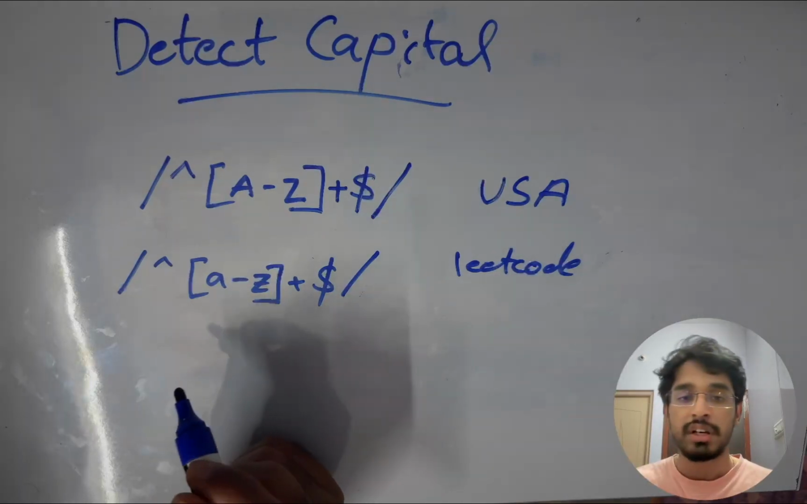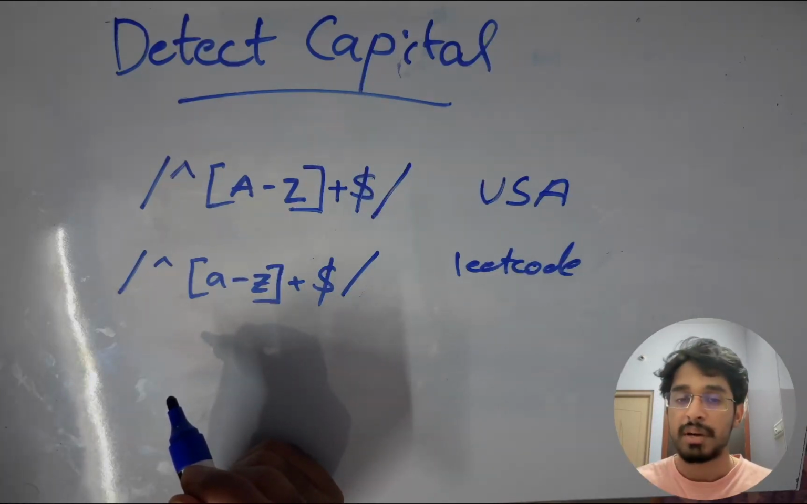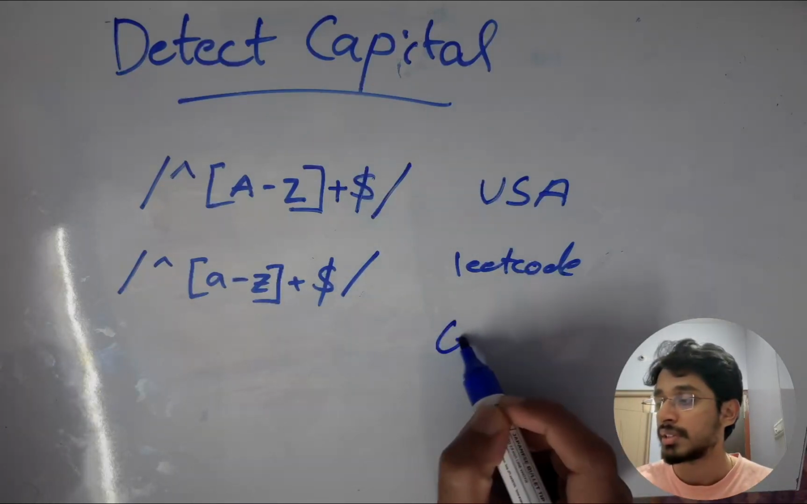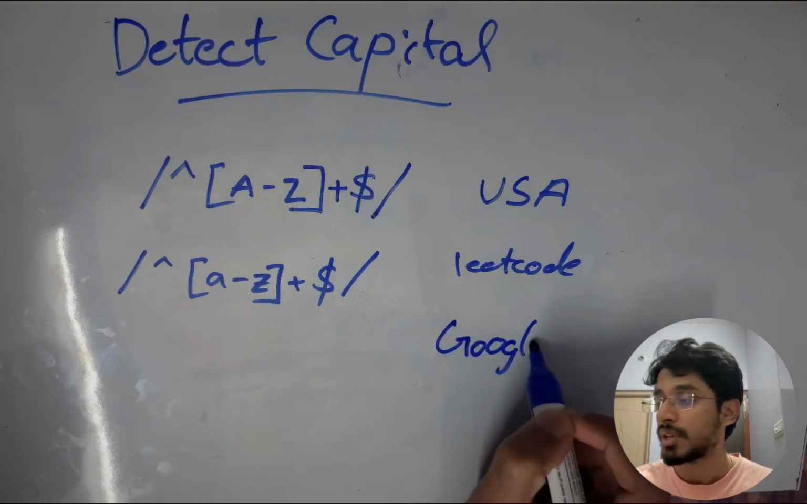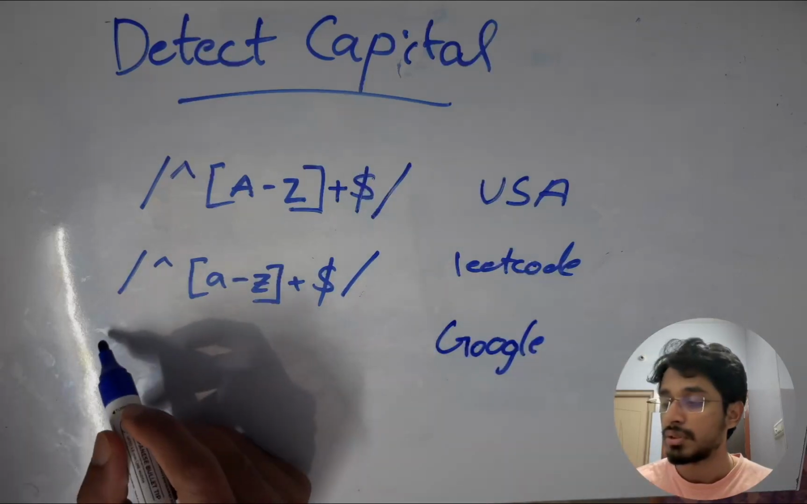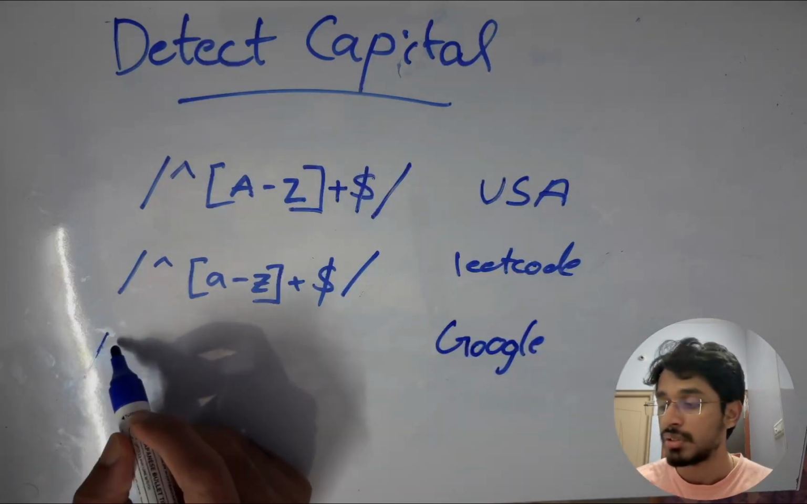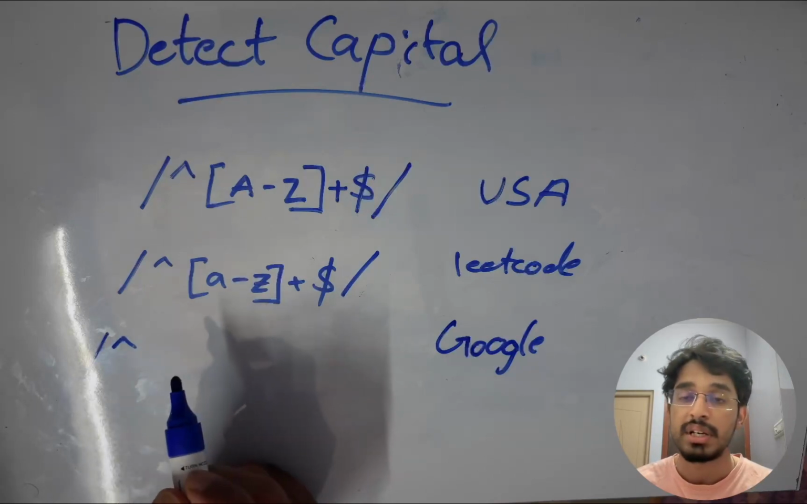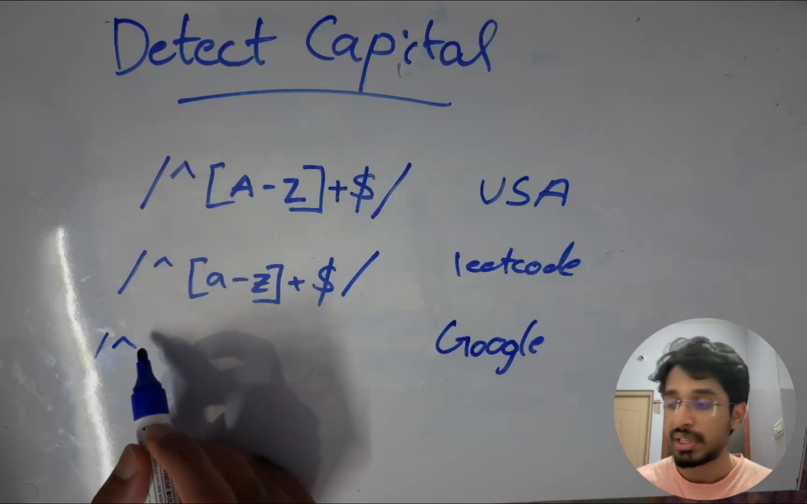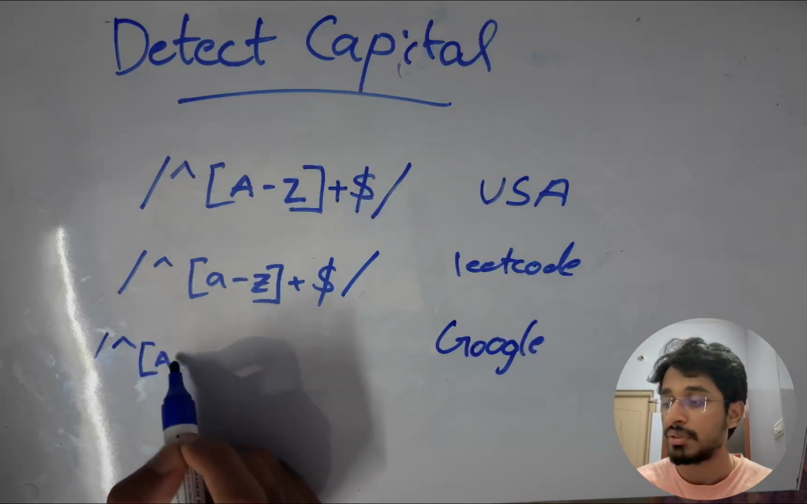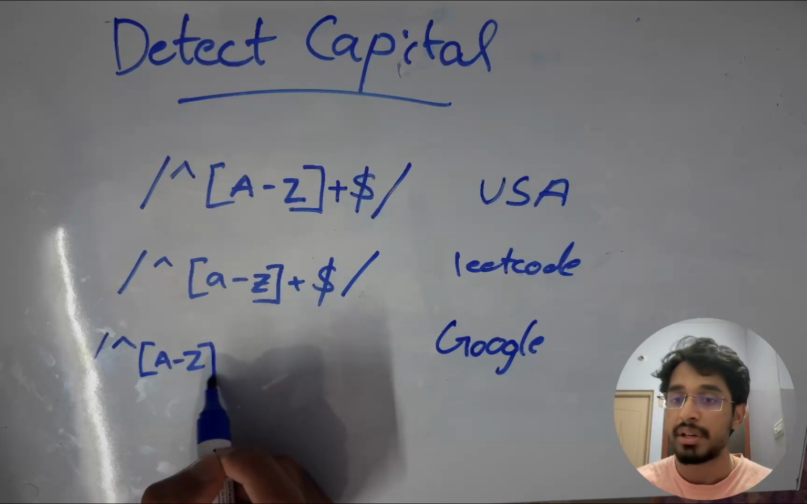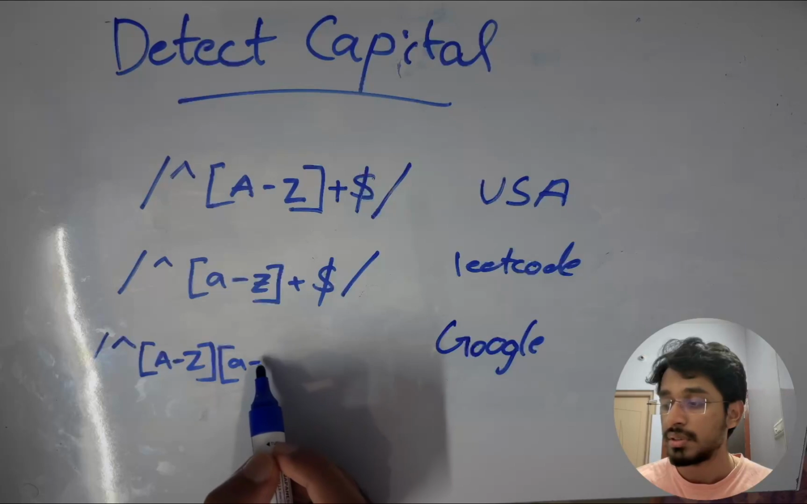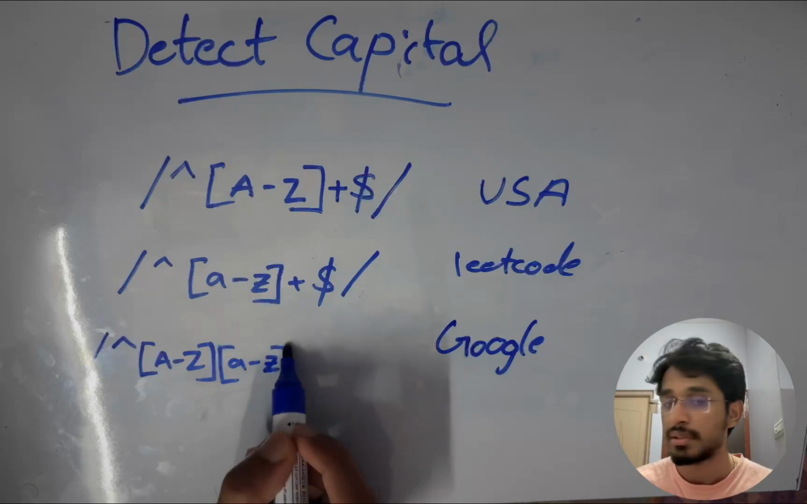And finally, to check if the first character is capital and the rest should be lowercase, for example we can just consider Google, which was given in the example as well. So over here it's slightly complex. We just need to match the first character, and the rest of it should be lowercase. So for the first character we just say A to Z, so this should be a capital, and for the rest of the characters it should be from small a to small z, like this.